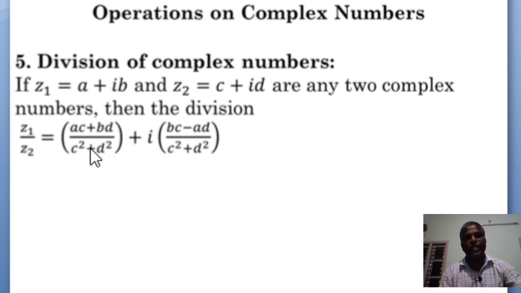So the conjugate of c plus id is c minus id. You have to multiply c minus id to both numerator and denominator, that is a plus ib into c minus id divided by c plus id into c minus id. So we get in the denominator c square plus d square. In the numerator we get ac plus bd plus i into bc minus ad. So the division of any two complex numbers is again a complex number.